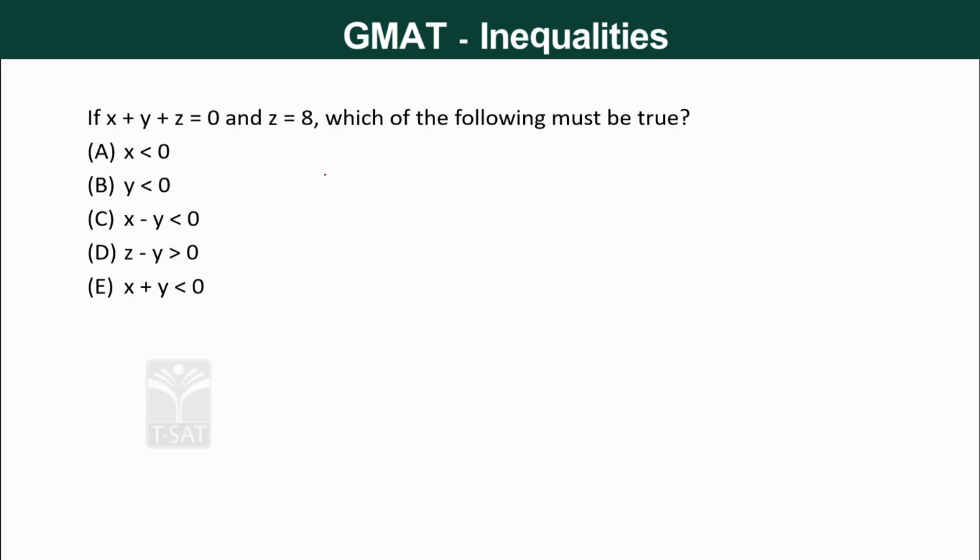Let us look at the next question. If x plus y plus z is equal to 0 and z is equal to 8, which of the following must be true? So, we need to eliminate z over here. We have x plus y plus z equals 0 and z is given as 8. So, you will be left with x plus y plus 8 equals 0. Taking 8 to the other side, x plus y is equal to minus 8.